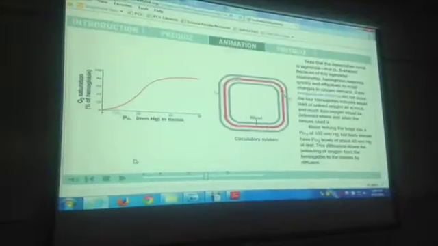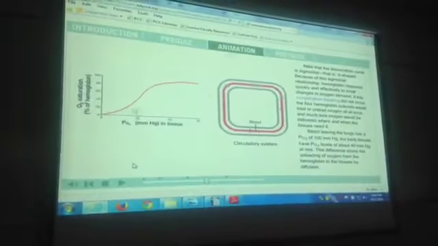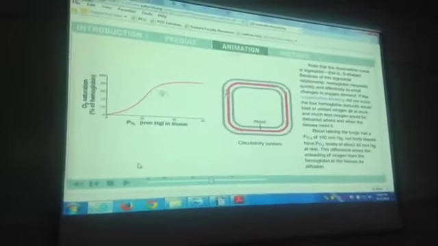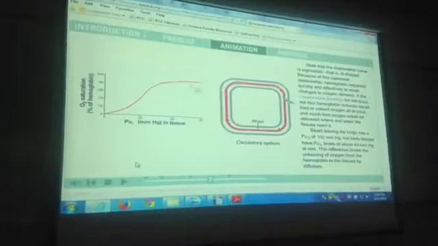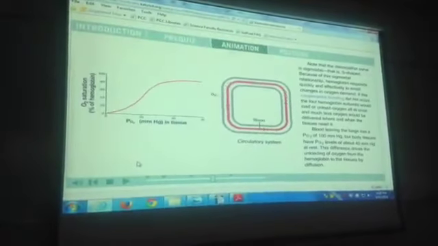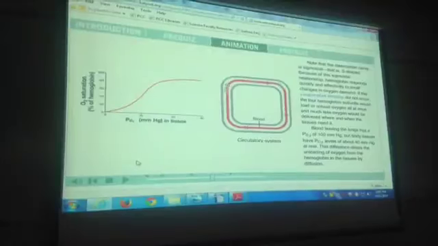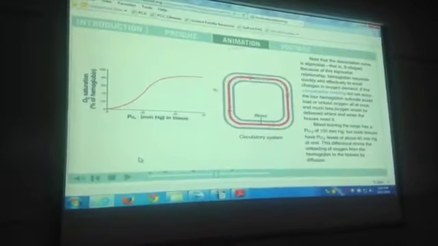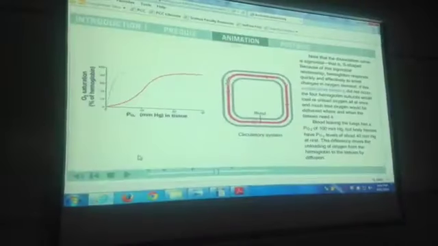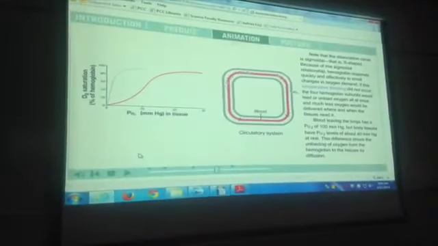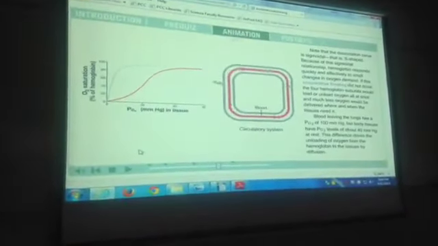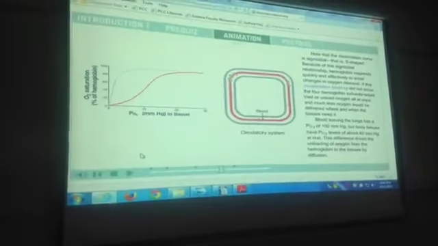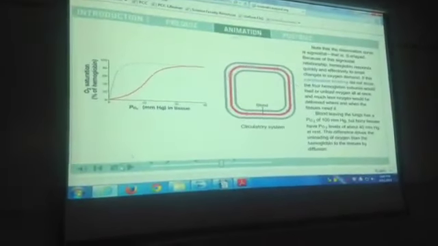Right. Note that the dissociation curve is sigmoidal, that is, S-shaped. Because of this sigmoidal relationship, hemoglobin responds quickly and effectively to small changes in oxygen demand. If this cooperative binding did not occur, the 4 hemoglobin subunits would load or unload oxygen all at once, and much less oxygen would be delivered where and when the tissues need it.